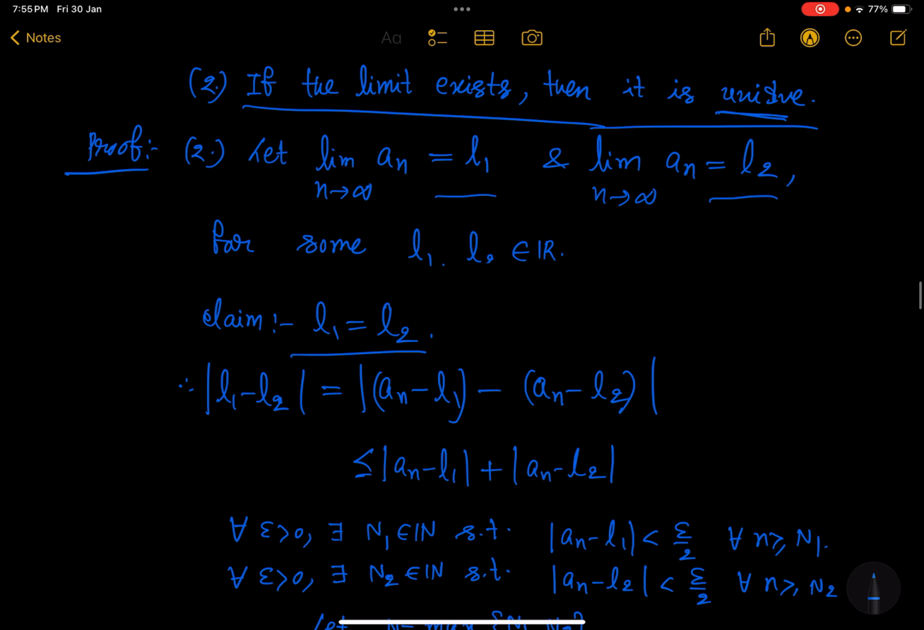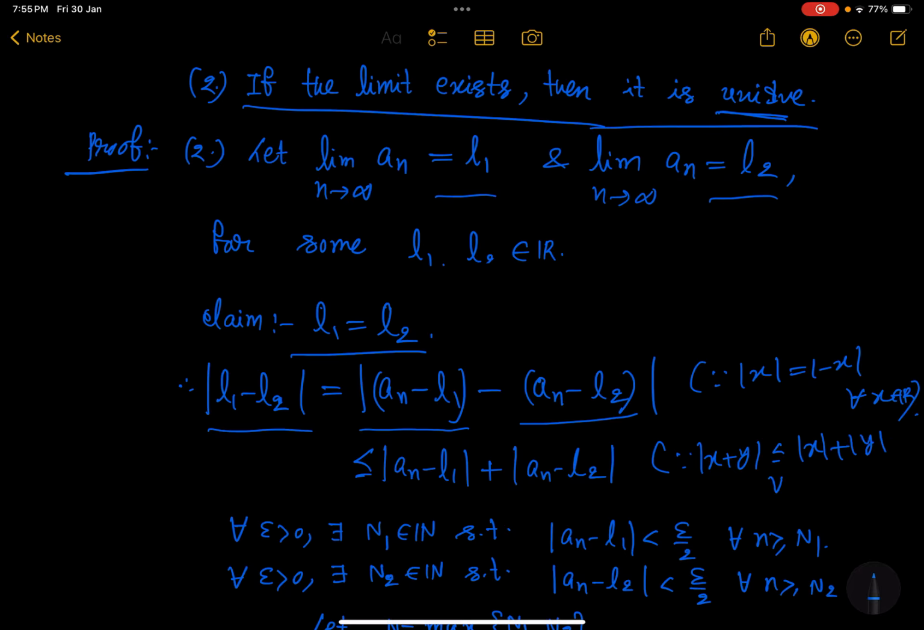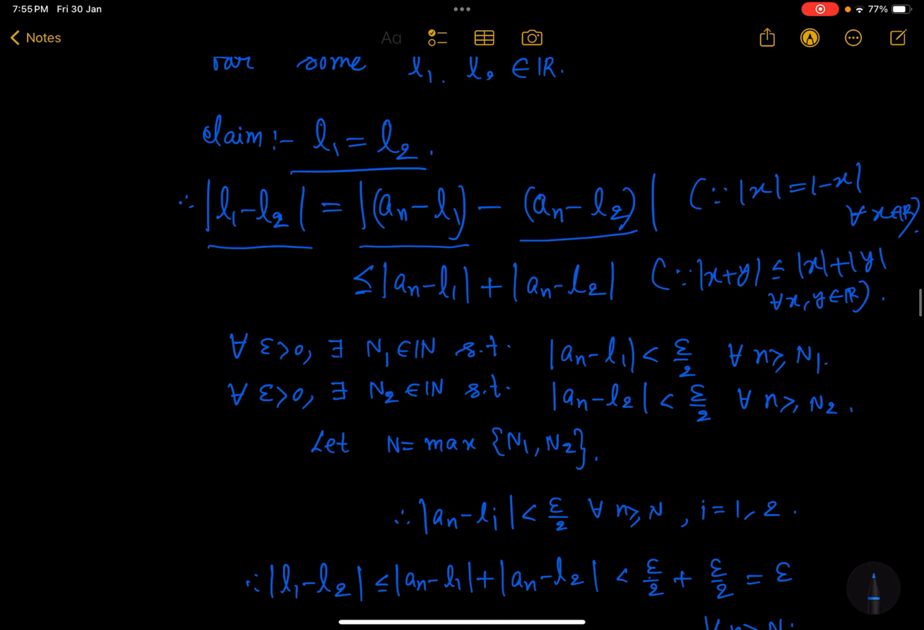How? We start from the mod of L1 minus L2. We prove that this is 0. This you can write like this: just add and subtract a_n. And mod of x is mod of minus x. So you can write like this, right? Since mod of x equals mod of minus x for every x belonging to R, this is true. The second one is the triangle inequality, since mod of x plus y is less than or equal to mod x plus mod y for every x, y in R. So this is less than or equal to this plus this.